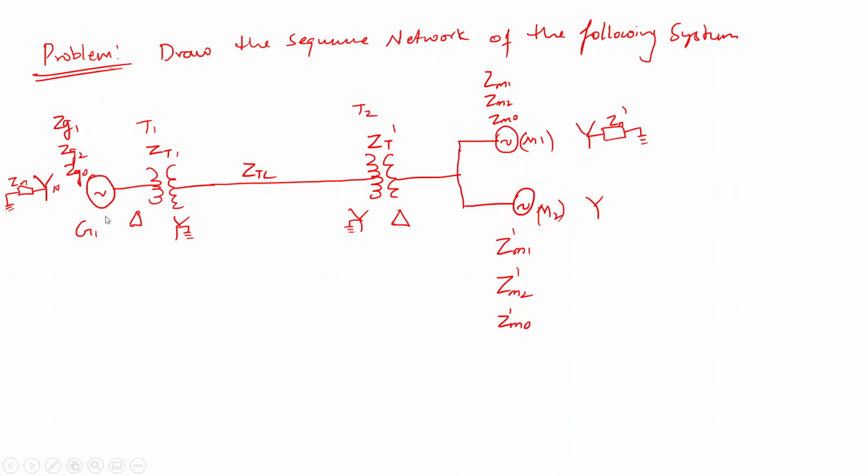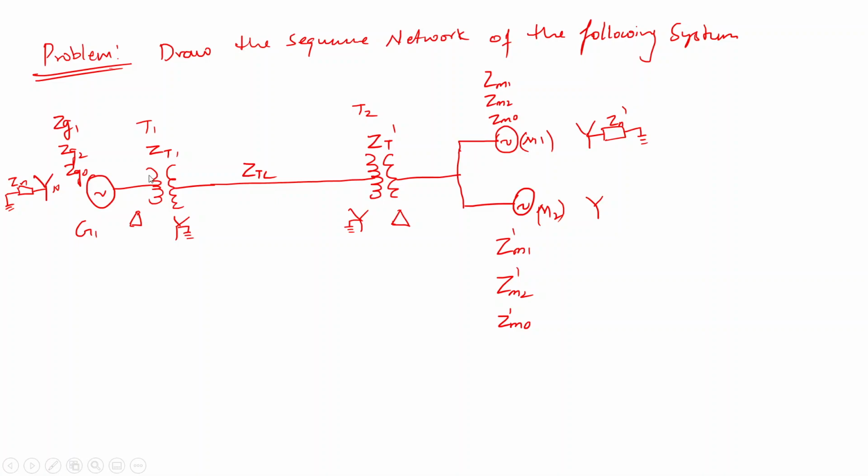If you see the connections of the different elements in this power system, generator 1 G1 is star connected, and its neutral is connected to the ground through a current limiting device whose impedance is Zn. And we also have the zero sequence, positive sequence, and negative sequence impedances for this generator, that is ZG1, ZG2, ZG0.